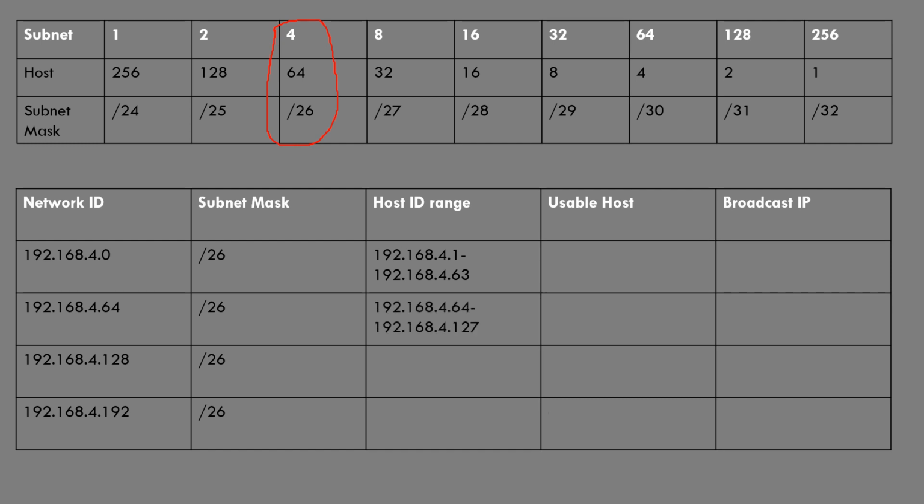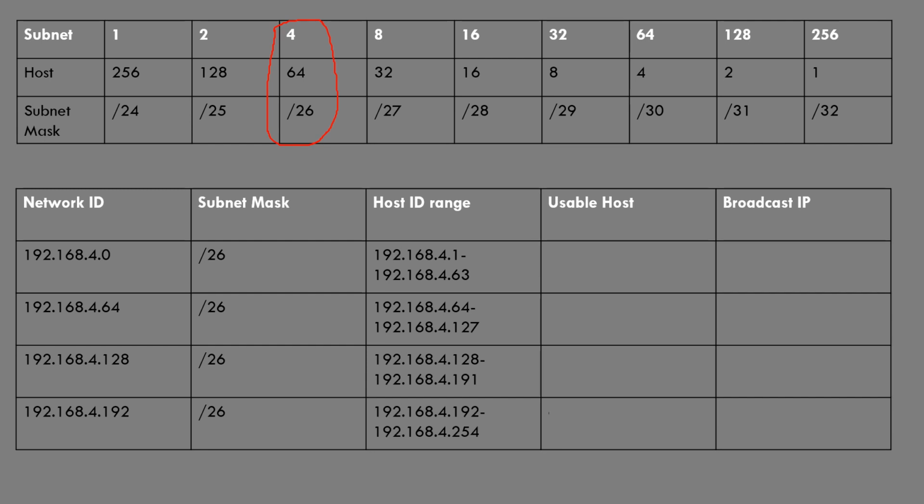The second host ID range would be 192.168.4.64 to 192.168.4.127. The third one from .128 to .191. The fourth one from .192 to .255.